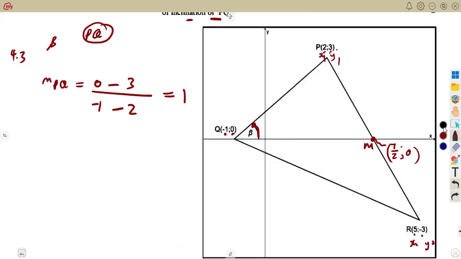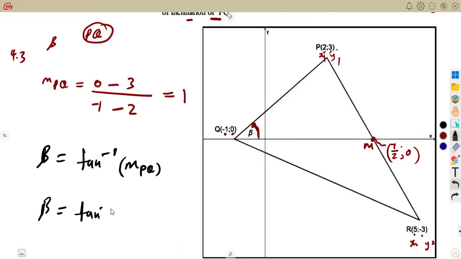So how do you find the angle of inclination, which is our beta? From our formula, beta is equal to arctan of the gradient, arctan M. The gradient of what? Of PQ. So our beta is simply going to be arctan of 1. And what is arctan of 1 from our calculator, guys? This is 45 degrees. So this is the angle beta that we are seeing there. That's 45 degrees. All right.